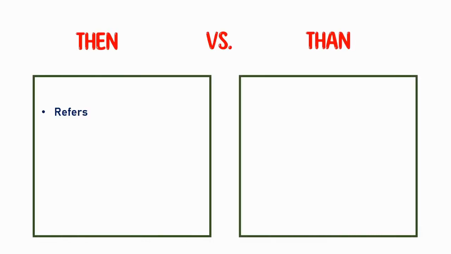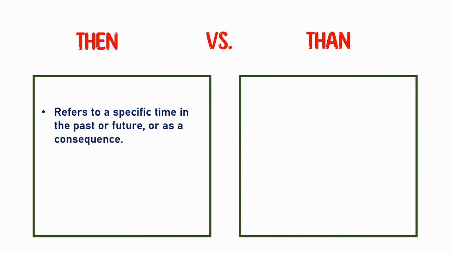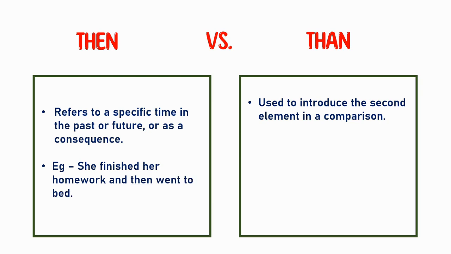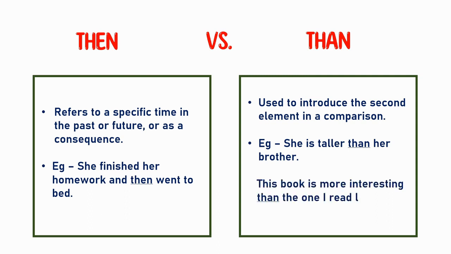The next confused pair of words is then and than. Then refers to a specific time in the past or future, or as a consequence. Than is used to introduce the second element in a comparison. For example, she finished her homework and then went to bed. She is taller than her brother. This book is more interesting than the one I read last week.